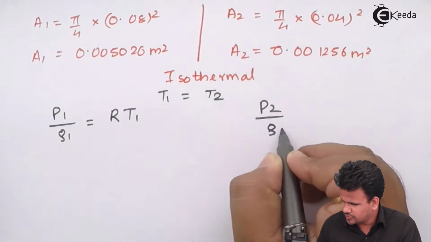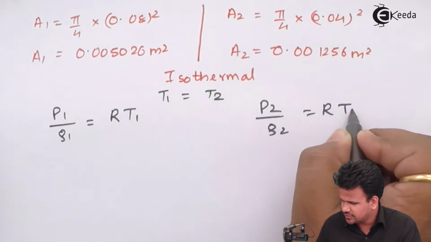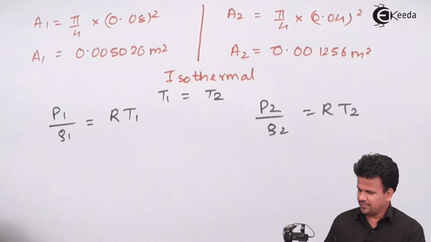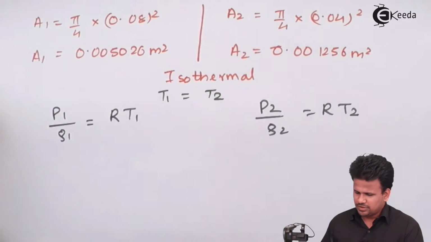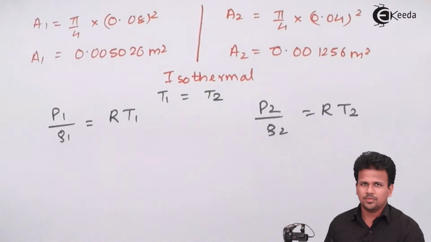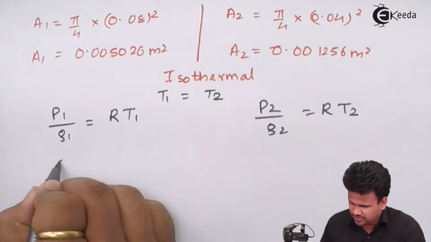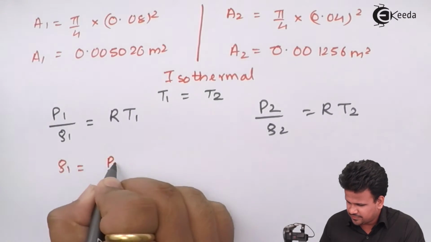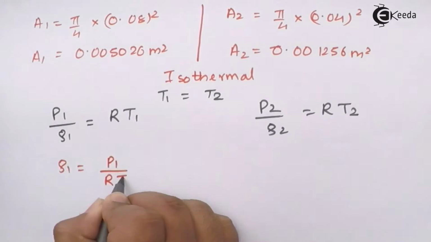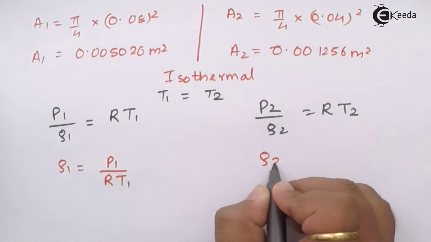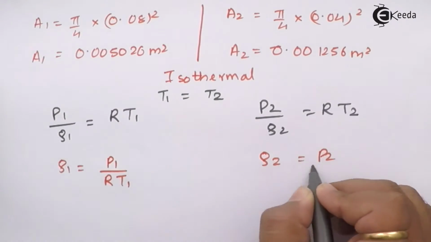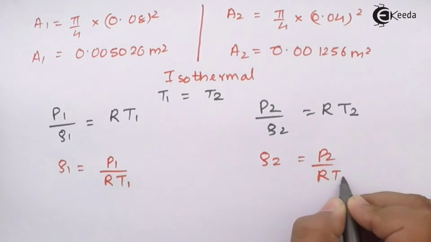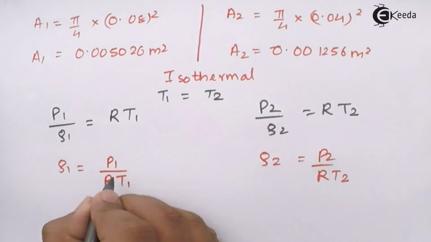P2 upon ρ2 is equal to R into T2. We have to calculate the value of ρ1 and ρ2. So what do we get over here? ρ1 will be equal to P1 upon RT1, and ρ2 is equal to P2 upon R into T2. So let us substitute the value.